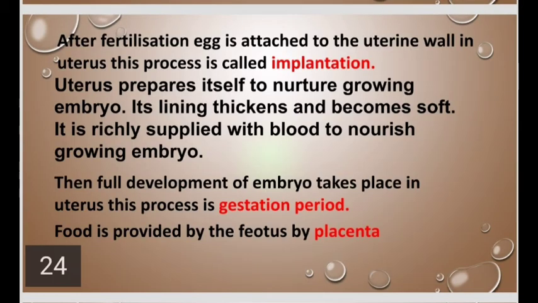After fertilization, the egg is attached to the uterine wall. This process is called implantation. The uterus prepares itself to nurture the growing embryo. Its lining thickens and becomes soft. It is richly supplied with blood to nourish the growing embryo. Then full development of the embryo takes place in the uterus. This process is called the gestation period. Food is provided to the fetus by the placenta.